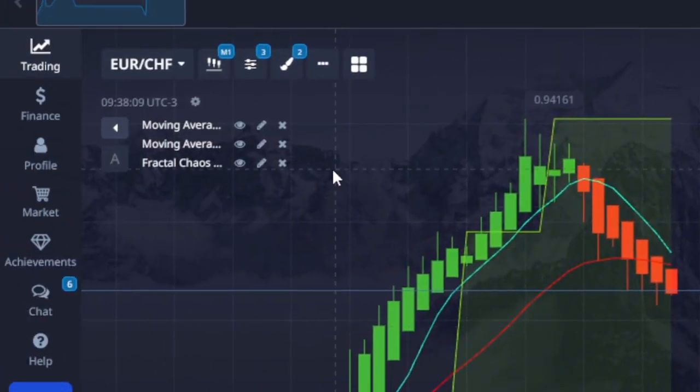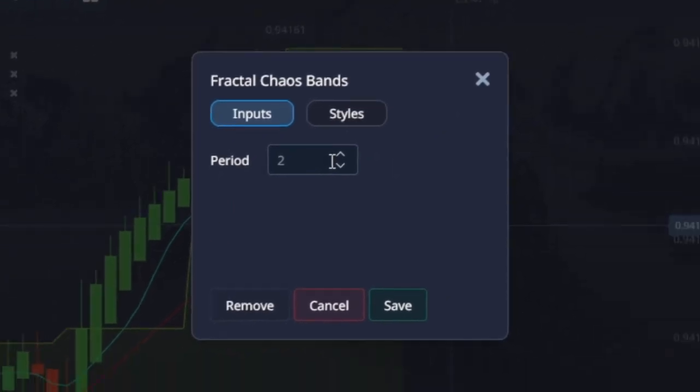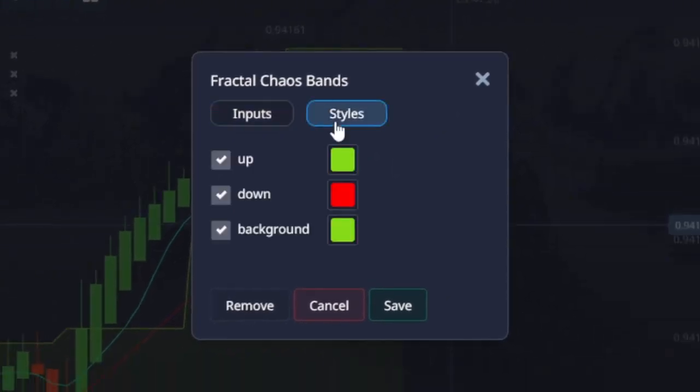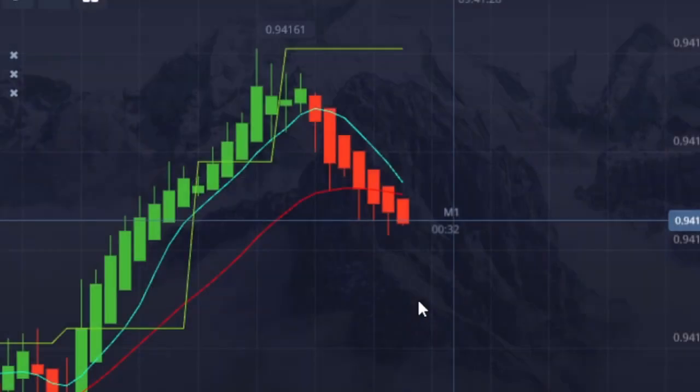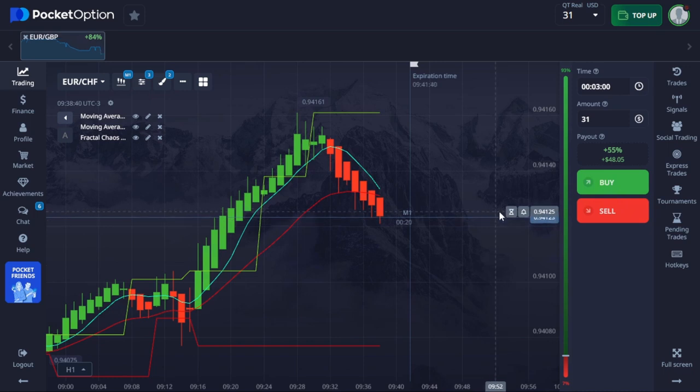Lastly, we're gonna set the chaos. Set 2 periods, go to the side, remove unnecessary settings. I don't like to use background on that. Keep only the average or channels. Save the configuration. Okay.